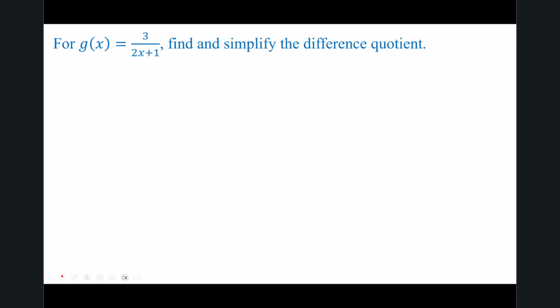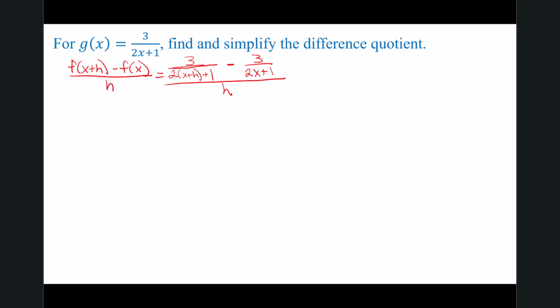For g of x equals 3 divided by 2x plus 1, find and simplify the difference quotient. Again, the difference quotient is f of x plus h minus f of x all over h. So in this case, f of x plus h would be 3 over 2 times x plus h plus 1. And then minus f of x, so minus 3 over 2x plus 1. And all of that divided by h. So what I'm going to do now is find a common denominator for those 2 fractions on top and combine those into one fraction.